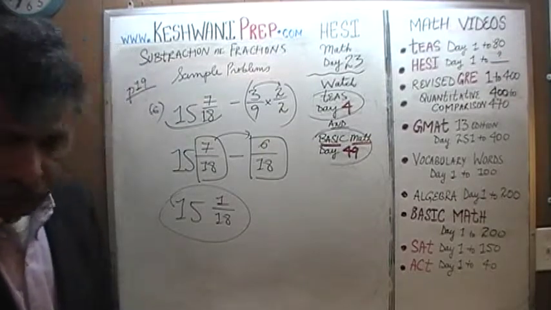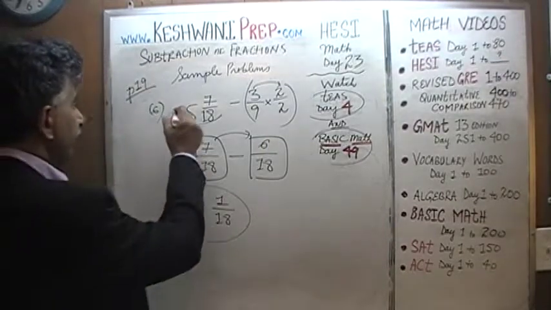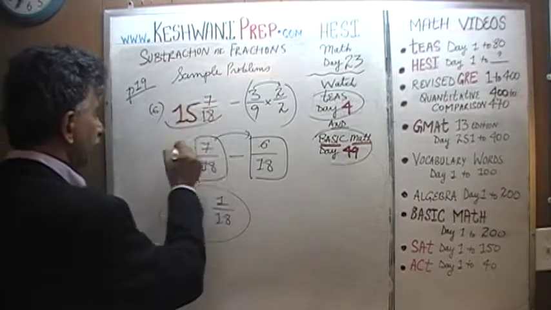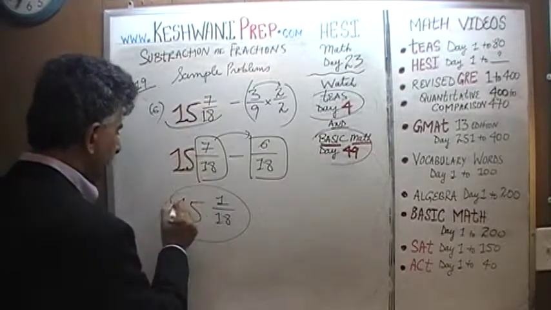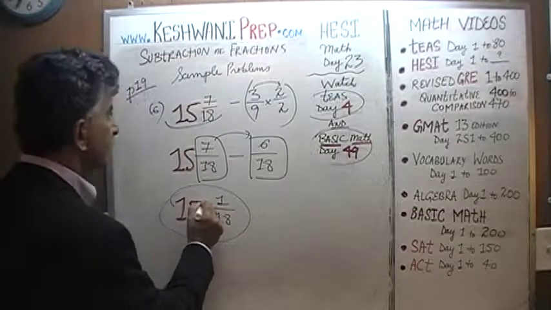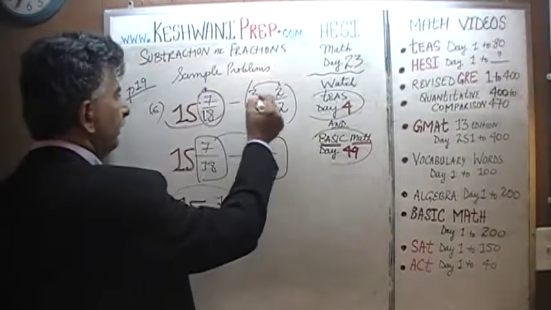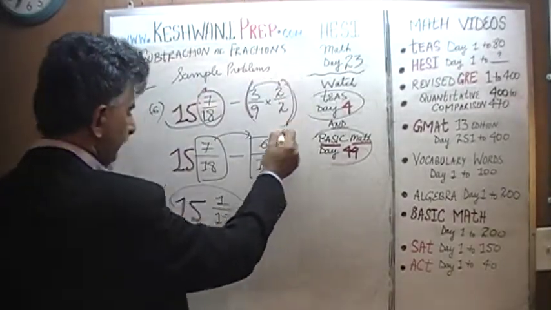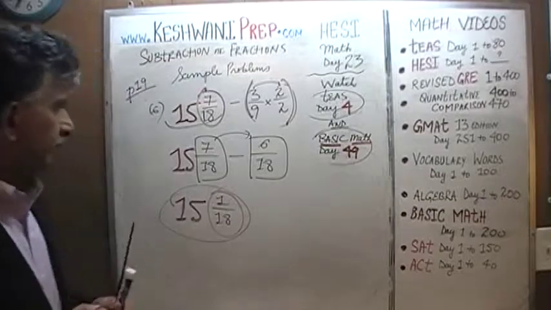Because that 15, we never used anything with it. That 15 was 15 to begin with right here. We brought it down, and we finally bring it down one more time. And what we find is that this quantity, 15 and 7/18 minus 3/9, is simply 15 and 1/18.